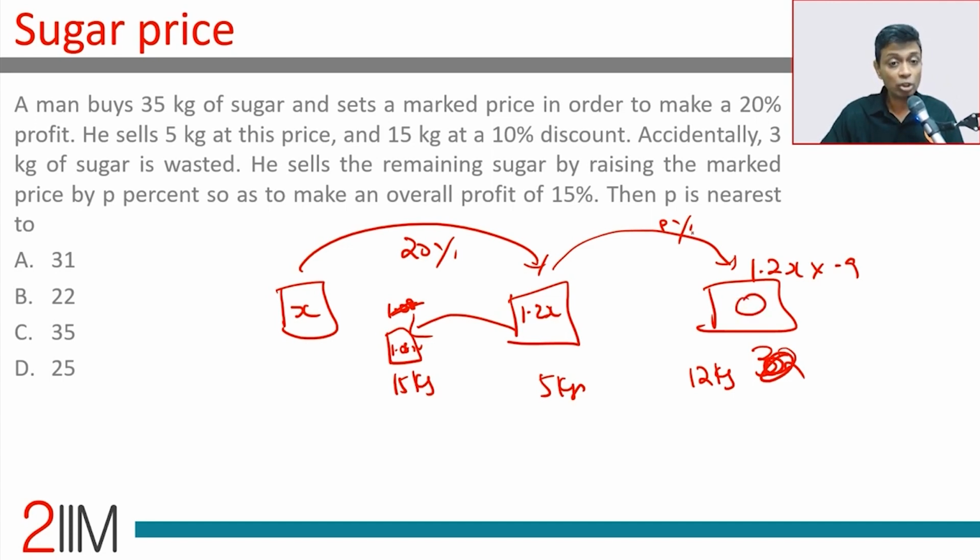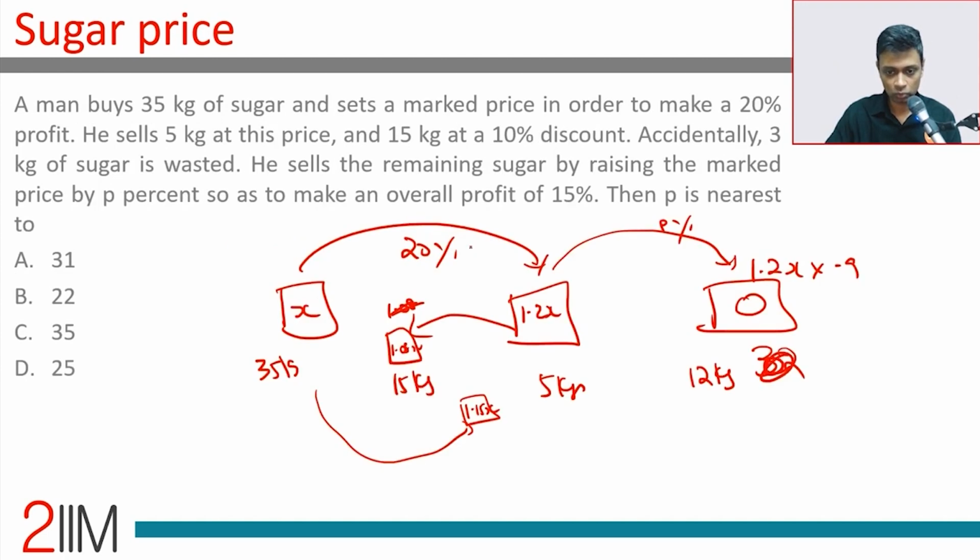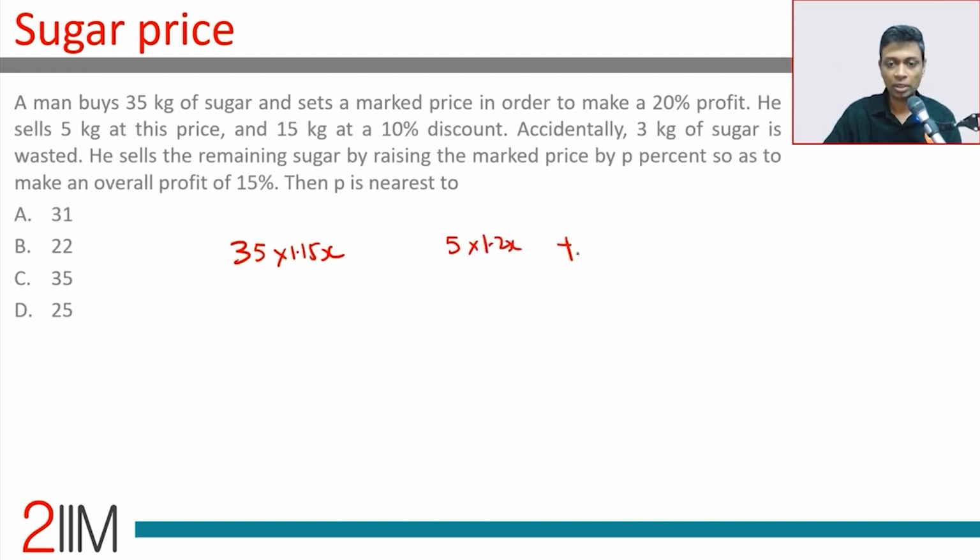If we find this, we can find P%. Lovely. He wants to make an overall profit of 15%. That means for the 35 kilograms, he wants to have sold it at an equivalent of 1.15x. Done. We've got all the numbers. This question becomes very simple. How so? He wants to make 35 into 1.15x. He gets 5 into 1.2x plus 15 into 1.08x plus 12 into something. That should be equal to this. We find this something, then we can find P%.